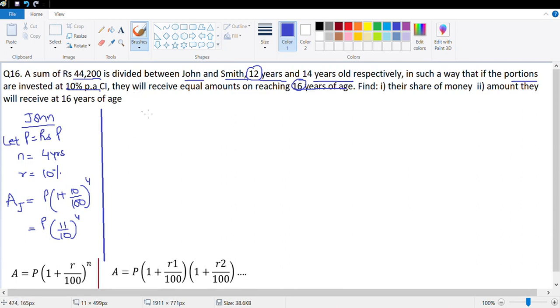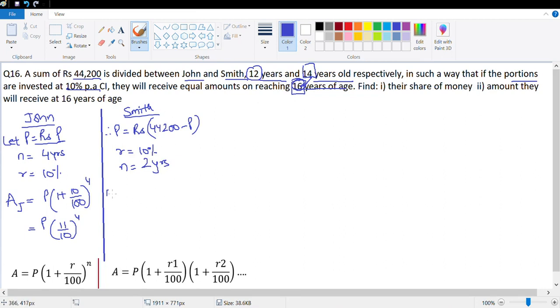Now let's do the same exercise for Smith. If principal for him was P, which means principal for him would be rupees 44,200 minus P. Right? So some part gone to John, the remaining part is with Smith. Rate for him is still 10%, and he is 14 years old, and the money matures at 16 years, which means the n for him is 2 years. He's already 14, 2 more years before he becomes 16 years old.